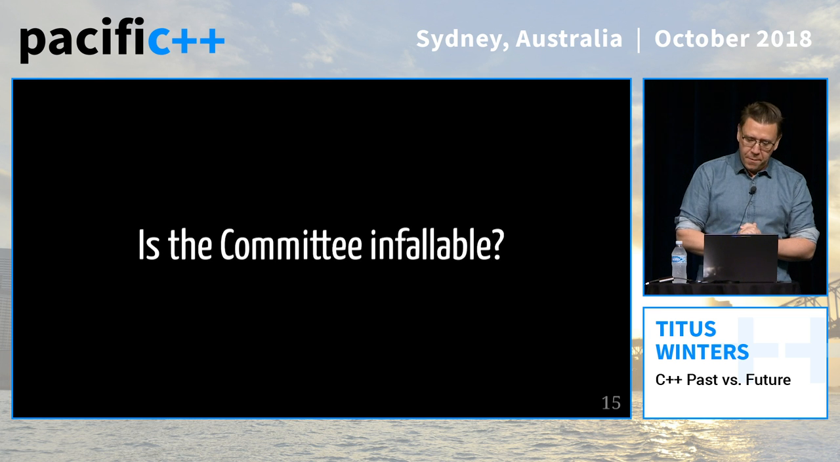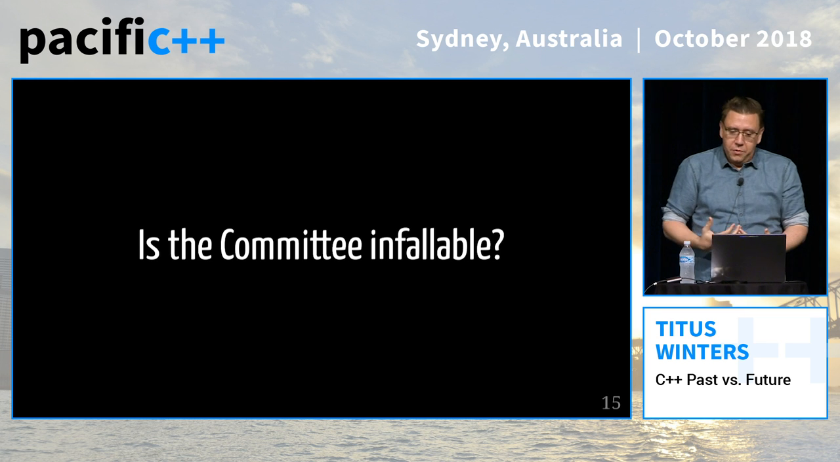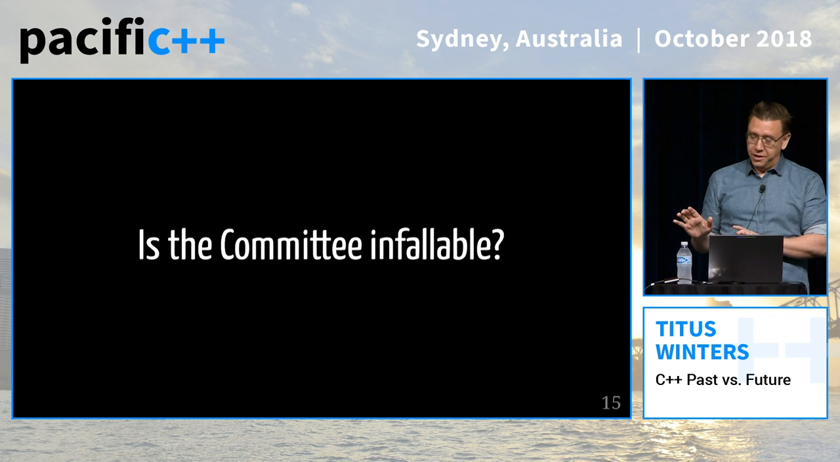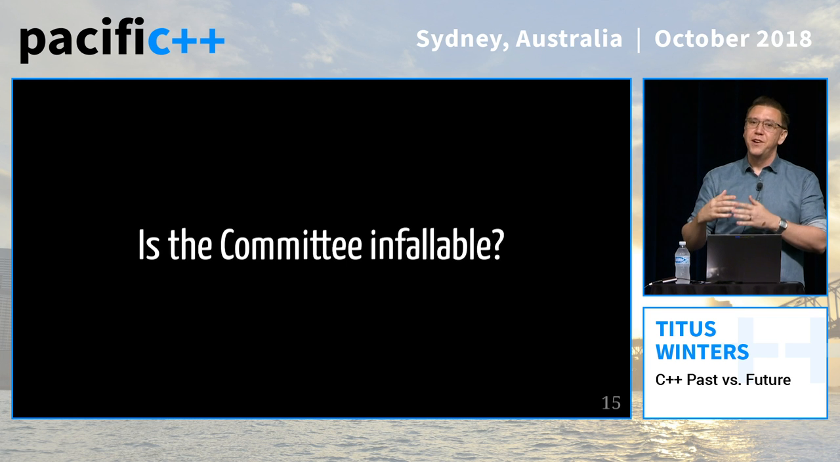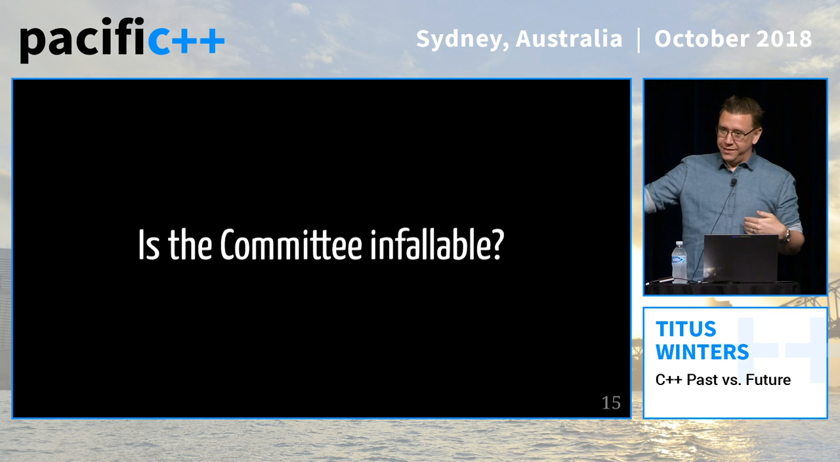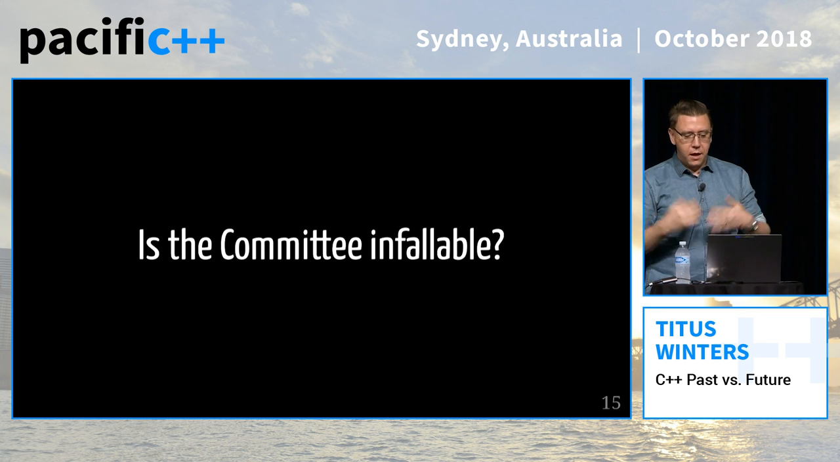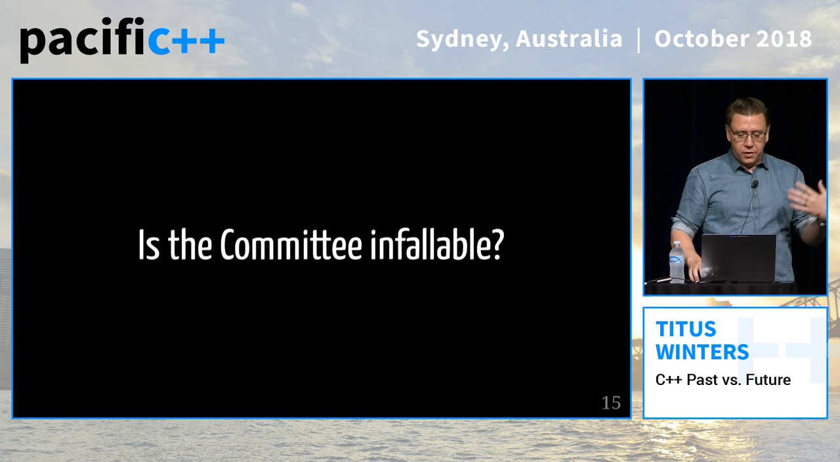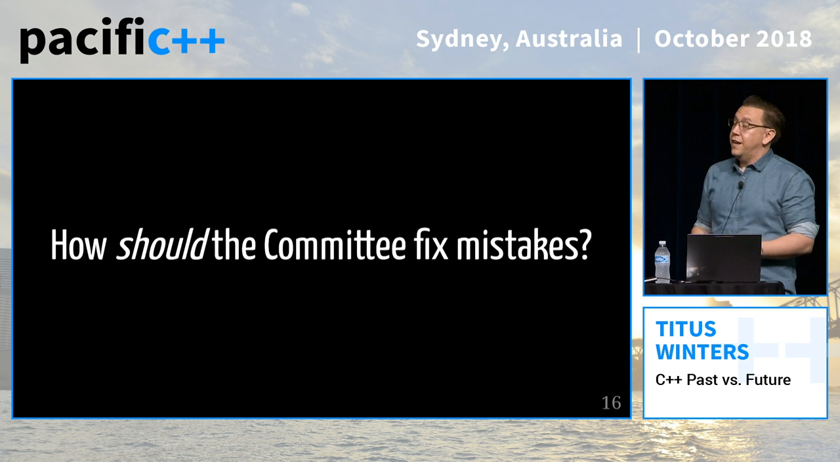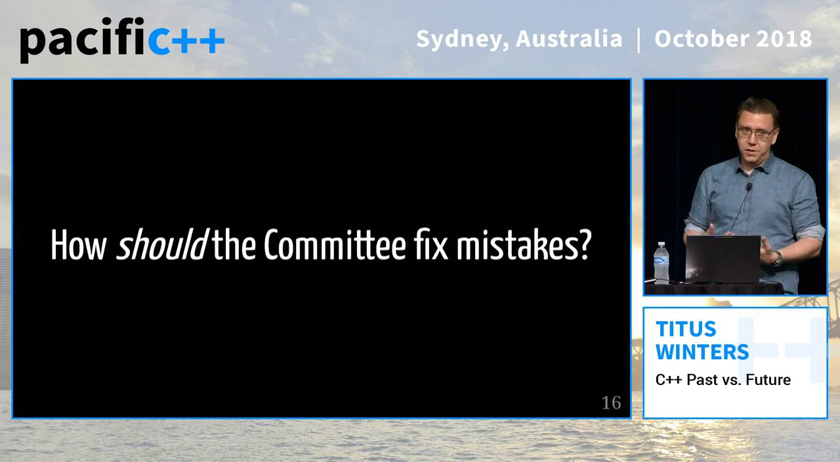And that's it, right? So if we aren't infallible, then we are going to make mistakes from time to time, hopefully rarely. I very much liked what Sean said yesterday, that we should move slowly and gather input and figure out what we're doing and not necessarily try to take big steps. But if we are going to make mistakes, that leads us immediately to the next question of how does the committee fix mistakes? Or even how should the committee fix mistakes?